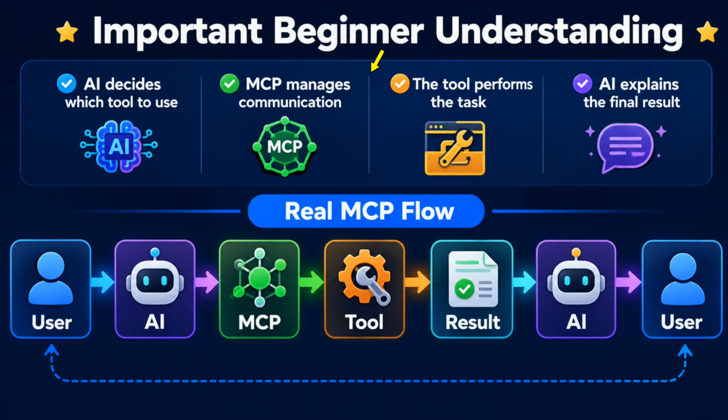In real AI systems, AI decides which tool to use using MCP. MCP manages communication. The tool performs the task. AI explains the final result. Here you can see the real MCP flow. User to AI, AI to MCP, MCP to tool, and the tool produces the result, and the result will be explained by the AI, and the user can see the result.